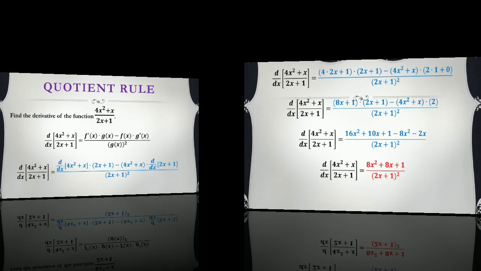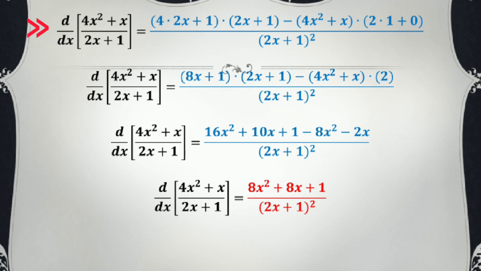Now we get the result. We have now 4 times 2x plus 1, times 2x plus 1, minus 4x squared plus x times 2 times 1 plus 0, over 2x plus 1 squared. We get 8x plus 1 times 2x plus 1 minus 4x squared plus x times 2, over 2x plus 1 squared as a result.